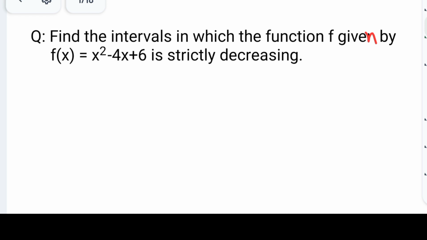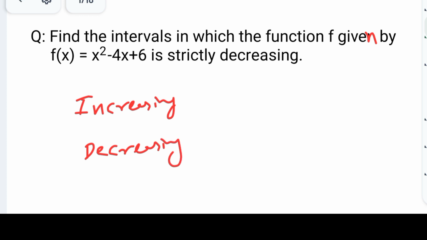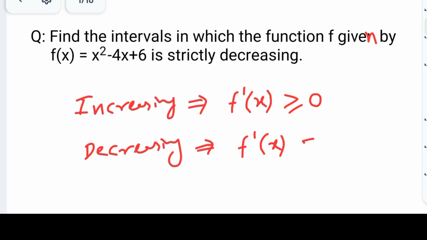So what is the concept of strictly decreasing and strictly increasing? I will revise that concept. Two things I am writing: function is increasing, function is decreasing. Function is increasing means f'(x) should be greater than or equal to 0. Decreasing means f'(x) will be less than or equal to 0.